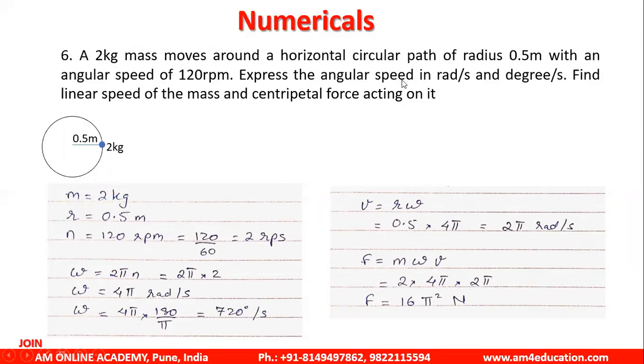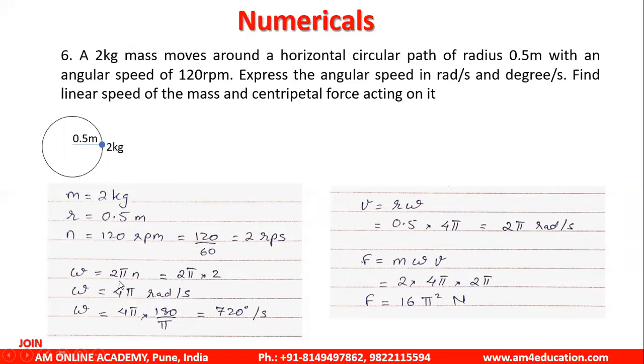Then we have to express this angular speed in radian per second and degrees per second. After that, we have to find the linear speed of the mass and the centripetal force acting on it. Now n is equal to 120 rpm, so we first convert it into rps. 120 upon 60 becomes 2 revolutions per second.